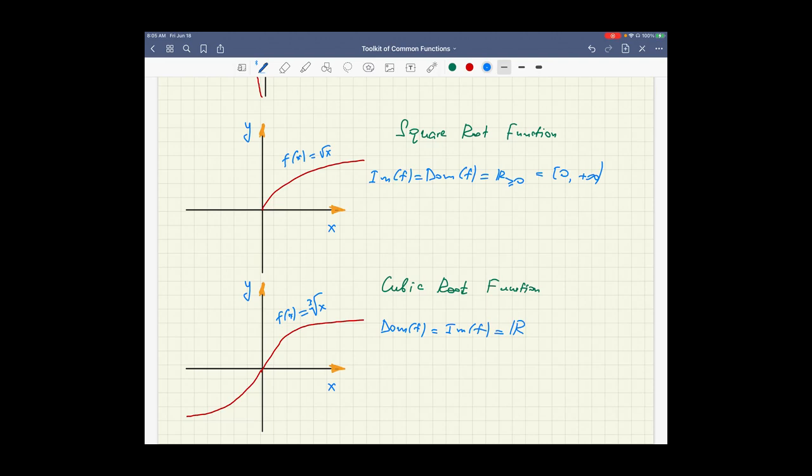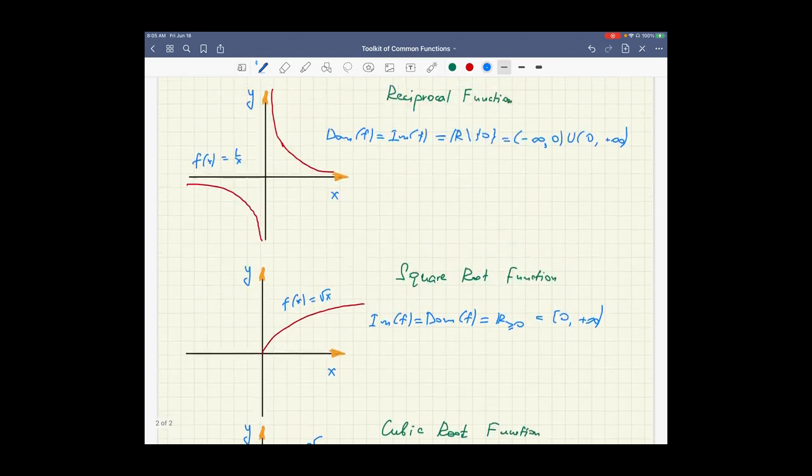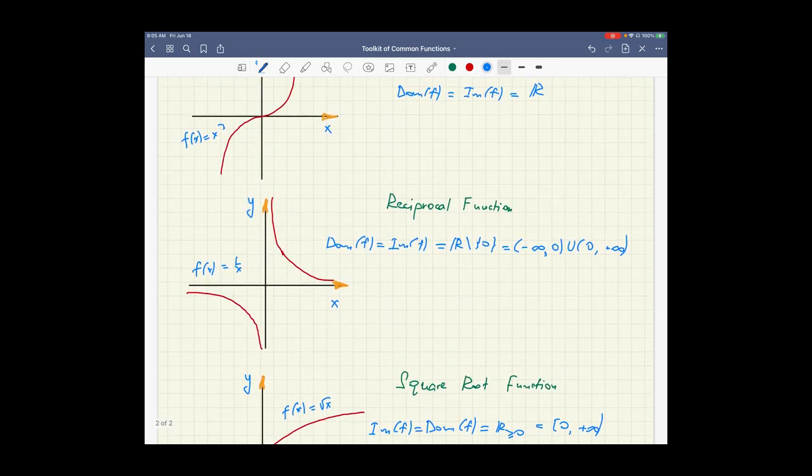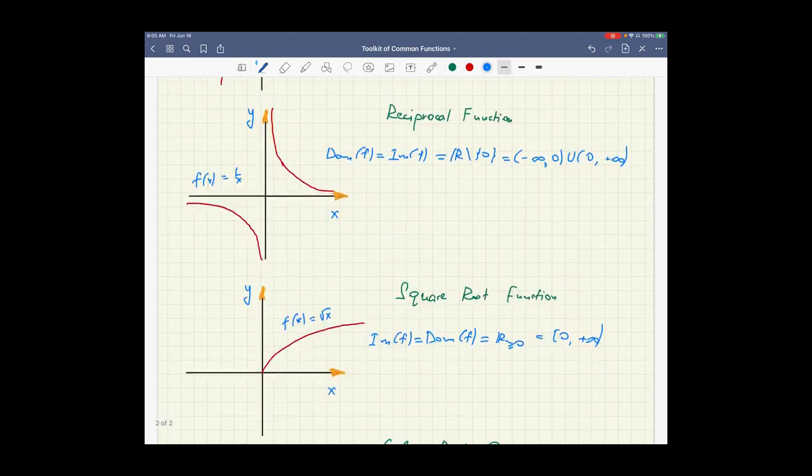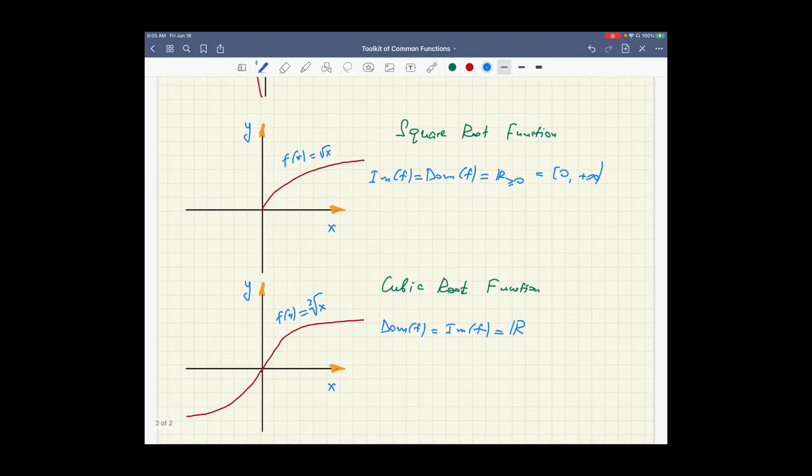Of course, this is not an exhaustive list of functions that we will see in this course. We will later see trigonometric functions, inverse trigonometric functions, rational functions, which are all missing from this list. But I think this is a good list to get you started. I encourage you to use Desmos to graph these functions, and we will see them later.